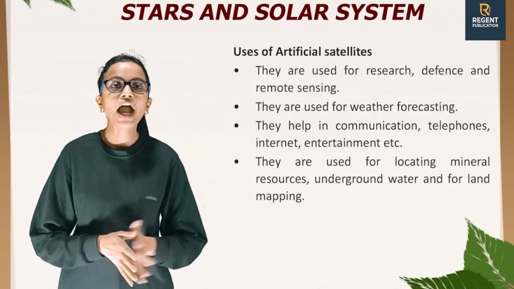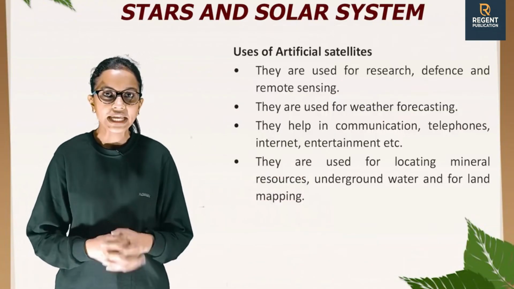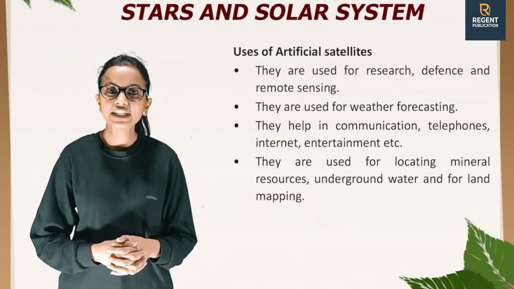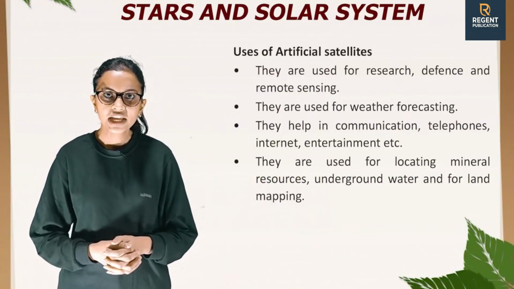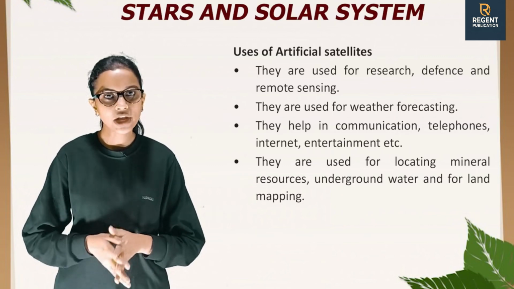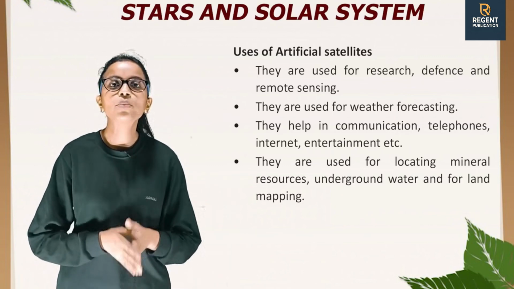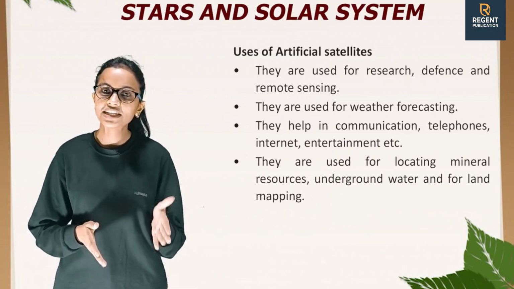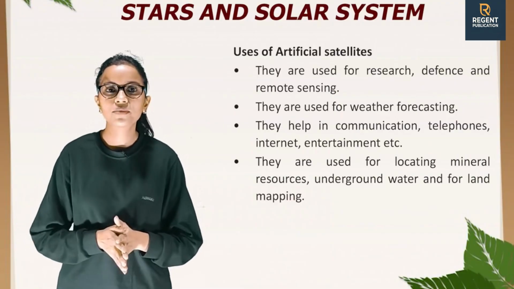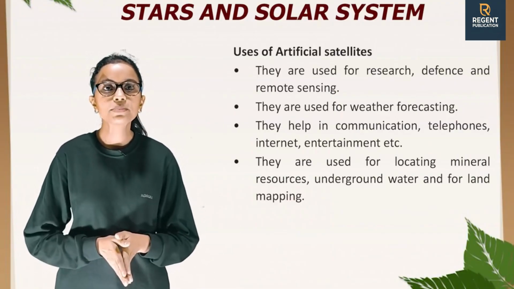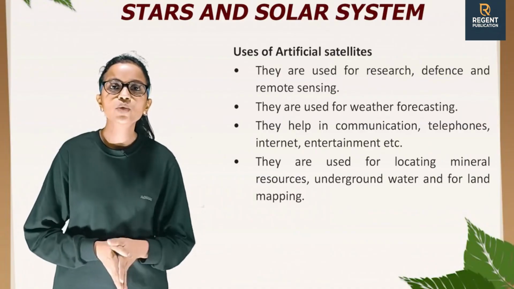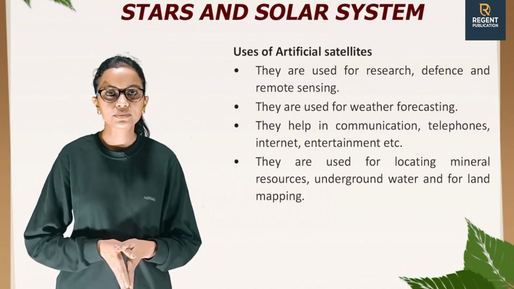Uses of artificial satellites. They are used for research, defense and remote sensing. They are used for weather forecasting. They help in communication, telephones, internet, entertainment, etc. They are used for locating mineral resources, underground water and for land mapping.